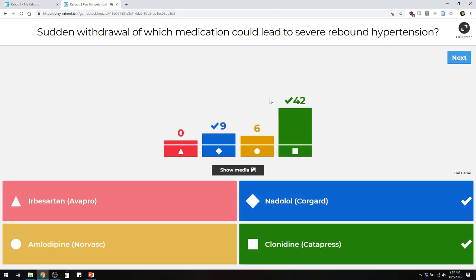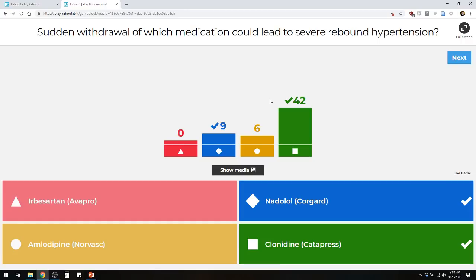Very good. There are two right answers here, actually. So let's look at this. Remember, irbesartan is good. It actually doesn't have any rebound effects, so to speak. Similarly, any of the ACE inhibitors would not do that either. Amlodipine, additionally, is blocking calcium influx, but it doesn't really cause a lot of shifting as far as the upregulation or downregulation of receptors.